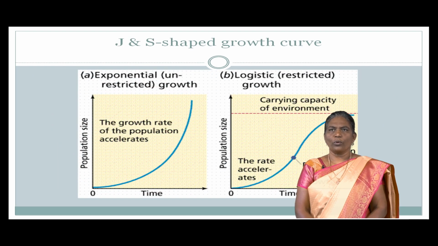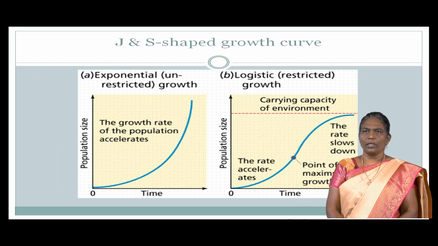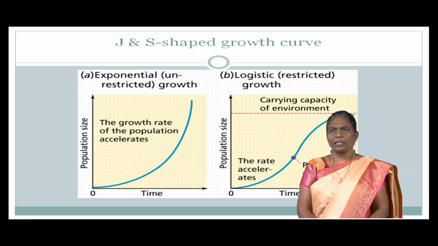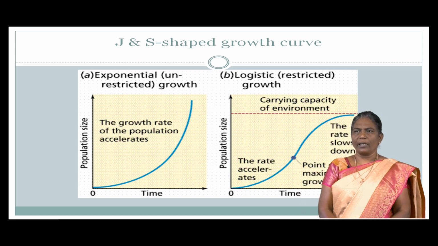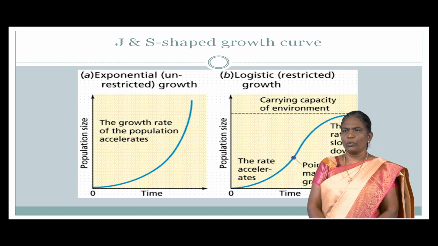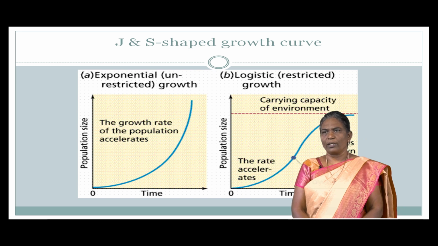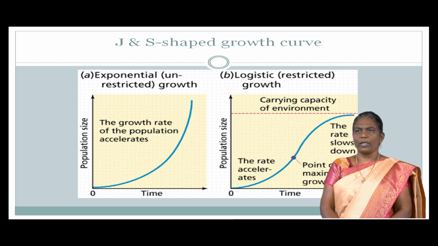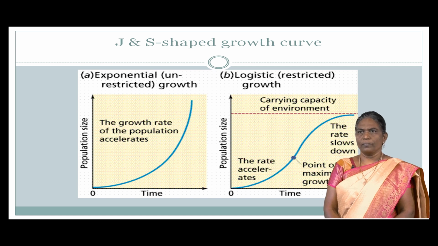This is the diagram showing J and S-shaped growth curve. Here in the first one, the growth rate of the population accelerates, and in the S-shaped, the rate accelerates first, then it attains a point of maximum growth, then the rate slows down, and also the carrying capacity of the environment slows down.